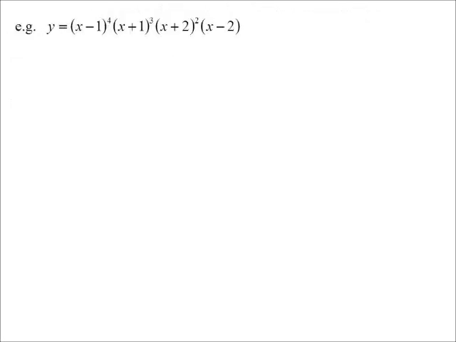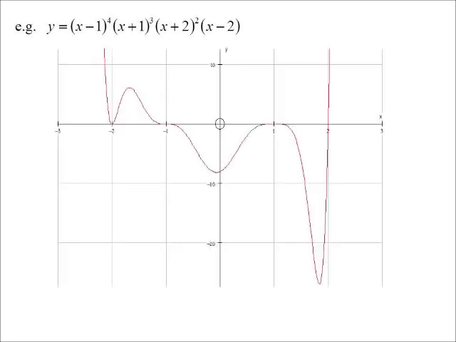Well, let's try this. We'll put this one all together. Let's see where all this information comes from. The y-intercept, I would have gone minus 1 to the power of 4, which is 1, times 1 cubed, 1, times 2 squared, 4, times negative 2. So my y-intercept's at negative 8. The leading term, x to the power of 4, times x cubed, I'm now up to 7, times x squared, I've now got x to the power of 9, times another x, I'm up to x to the power of 10.